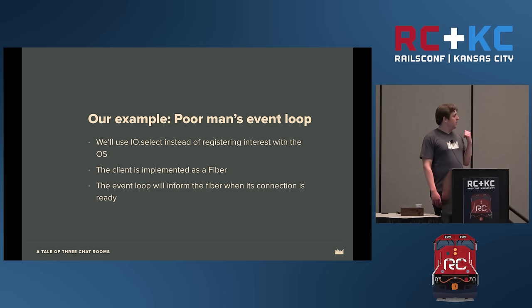But for now, I kind of cheated, and I made a not so nice event loop, but at least it's simple. So what we're doing is we're using a fiber and IO.select. IO.select is a function that's in the Ruby standard library, and you can pass a list of IO descriptors into it, like a socket or something on the file system, and you can ask it, please inform me when one of these sockets is ready for reading or writing. We'll get to that in a bit.